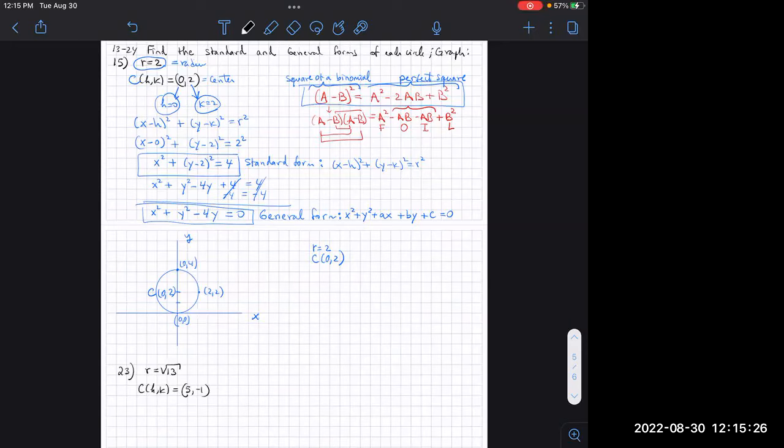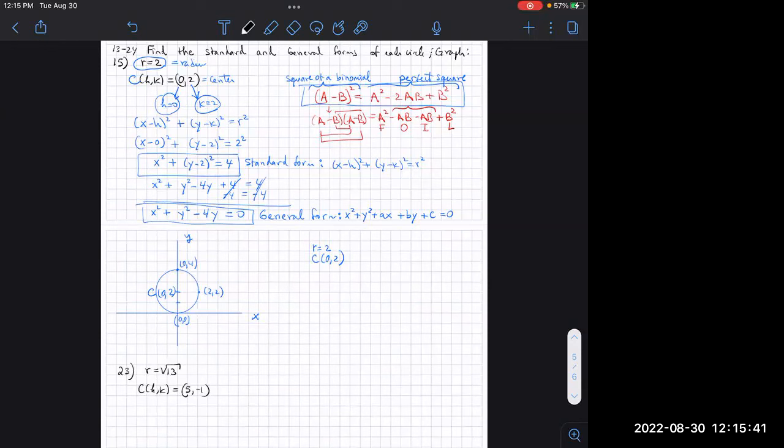So do the same thing. Find the equation of the circle. So apply the standard form. Simplify. Then open it up to get to the general form. And then graph.